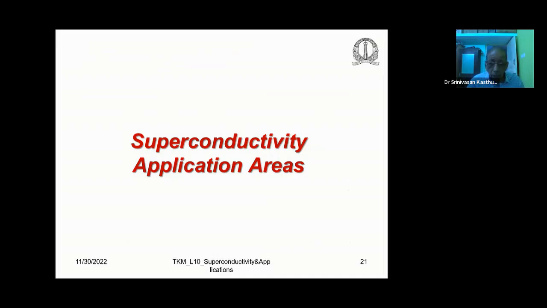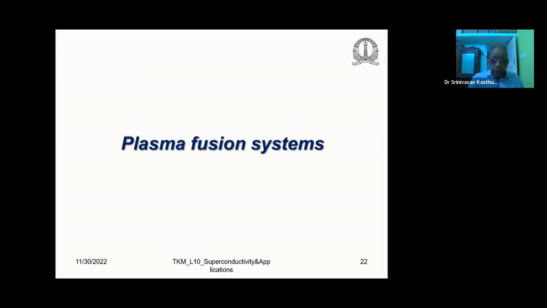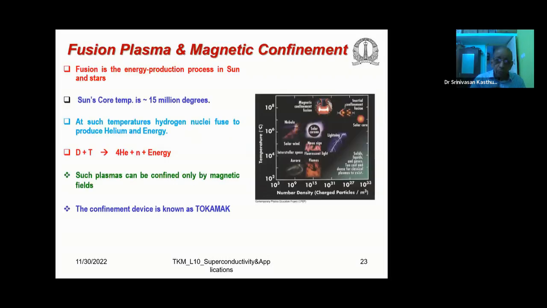So I think these are the important areas, various areas of superconducting applications we are going to discuss now. First, let us talk about the plasma fusion systems.